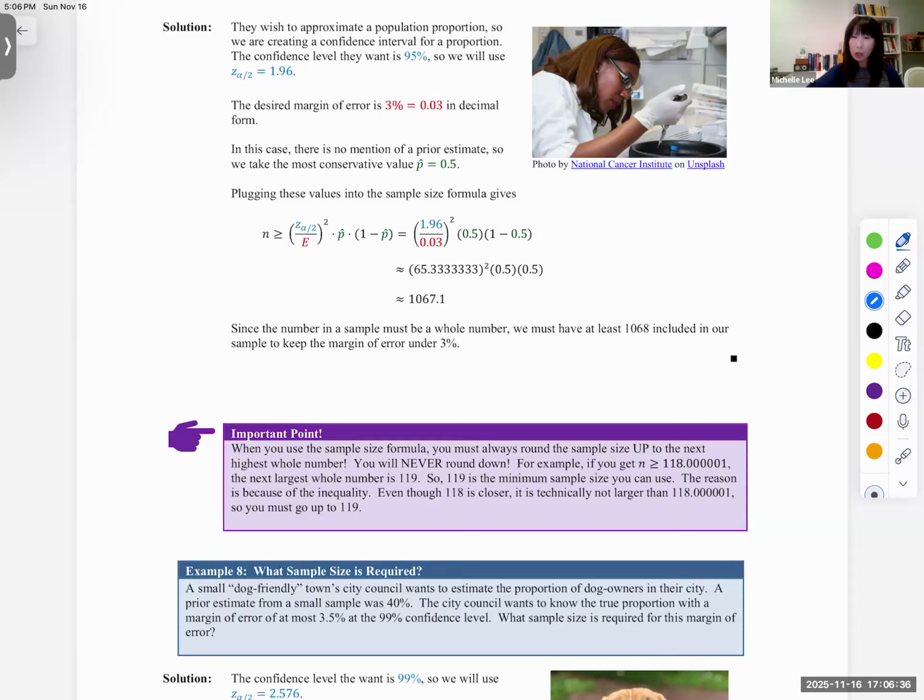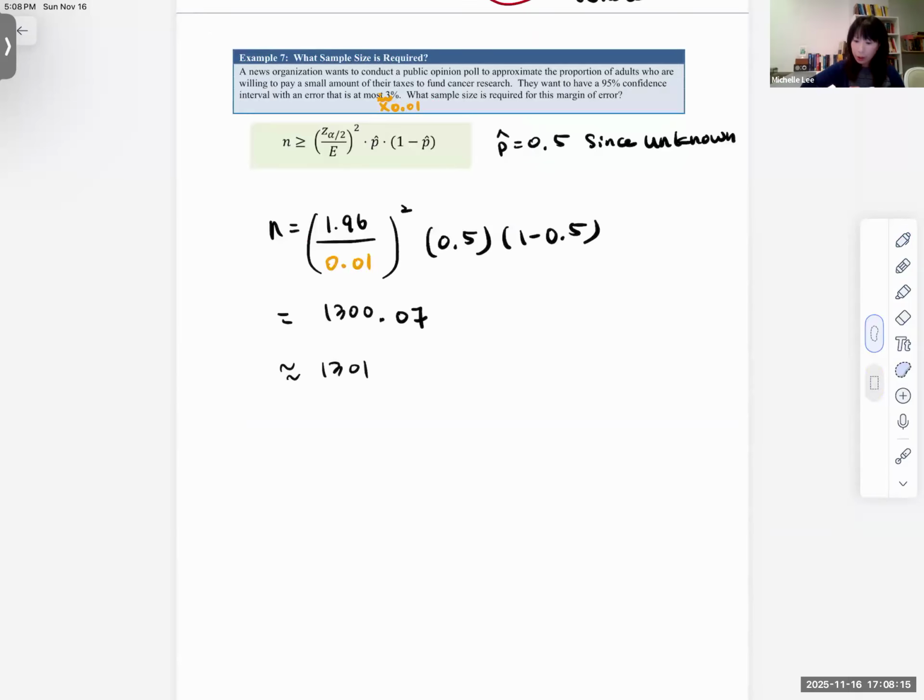Let me make it a little bit orange. Okay, sorry about that. The number is not right. So this is for the next question. So this number is 1067.1. So we do round up all the time. So 1068, right? All right.